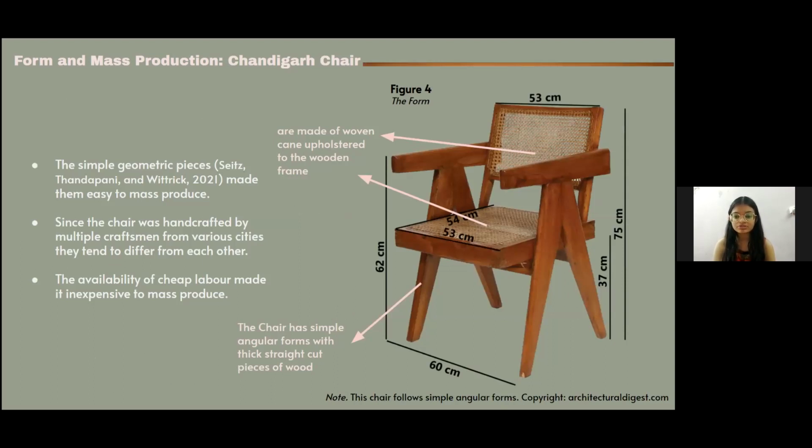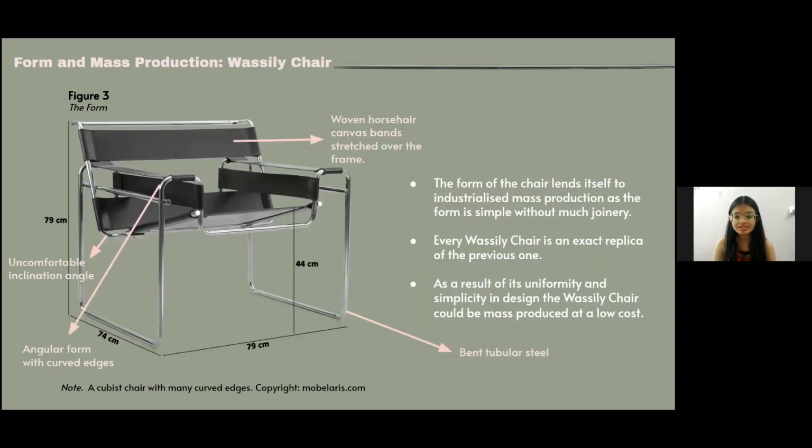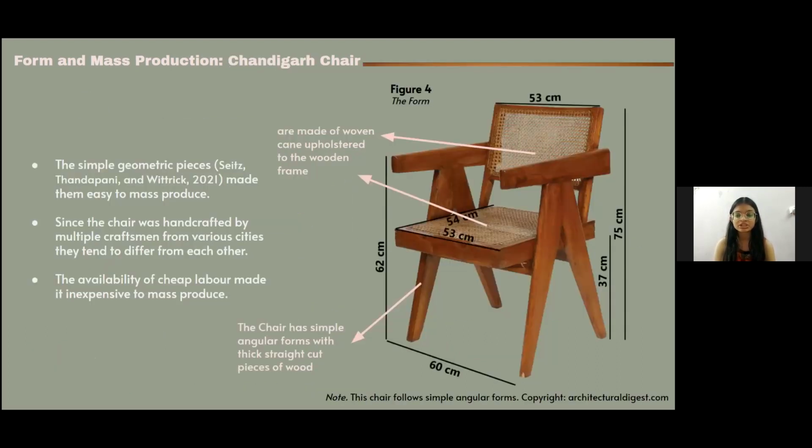The backrest and the seating are made of cane. The inclination of the Wassily chair is such that it appears quite uncomfortable to sit on it for a longer period of time, while in case of the Chandigarh chair, it appears to be quite comfortable.